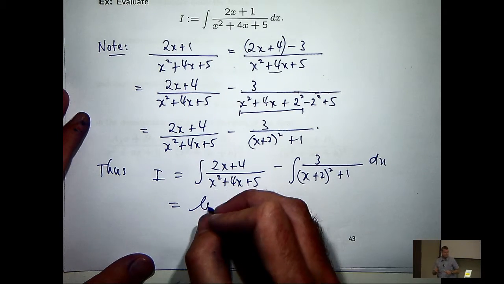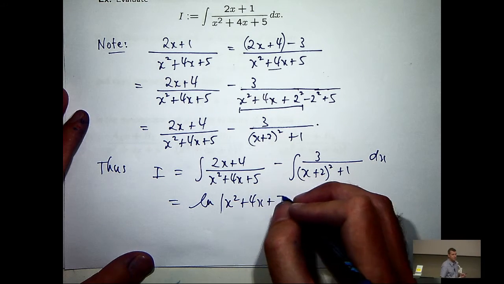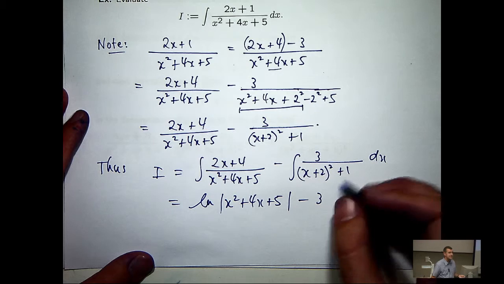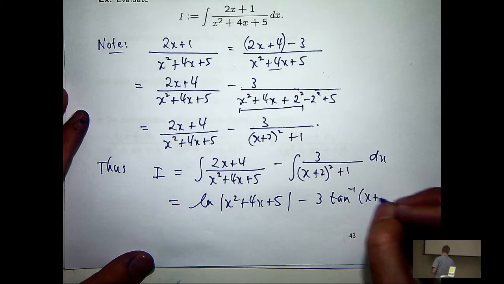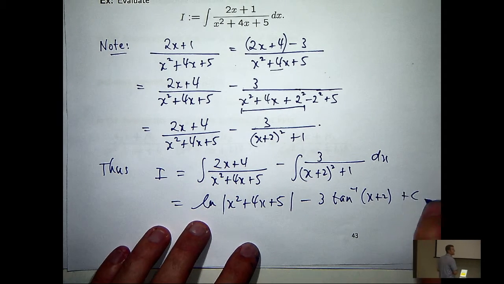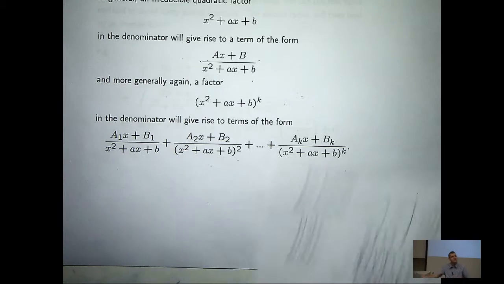So the logarithm minus 3 times tan inverse of x plus 2, plus a constant. Okay, so there were really 2 steps there. We manipulated the numerator, and then we broke it up into two separate parts.